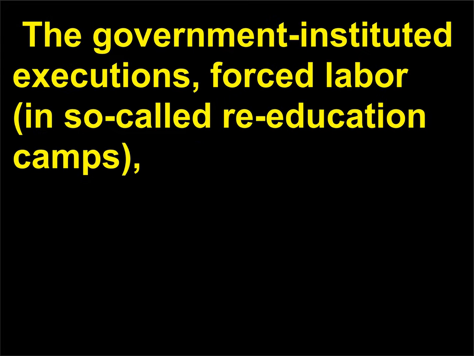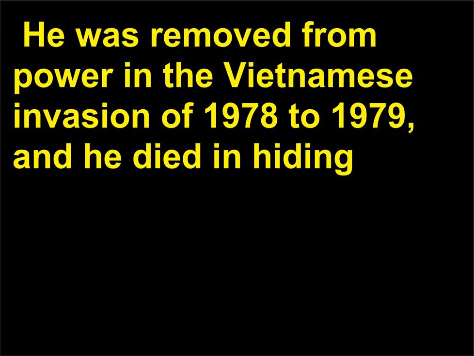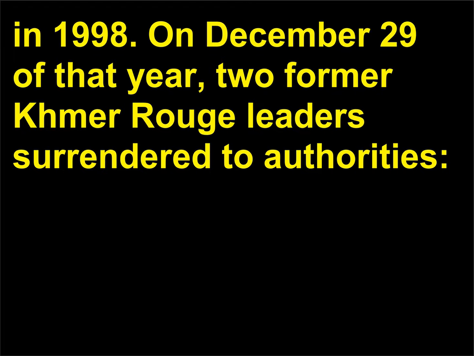The government instituted executions, forced labor in so-called re-education camps, and famine combined to kill one in every five Cambodians, or an estimated 2 million people, during Pol Pot's reign. He was removed from power in the Vietnamese invasion of 1978-1979, and he died in hiding in 1998. On December 29th of that year, two former Khmer Rouge leaders surrendered to authorities.